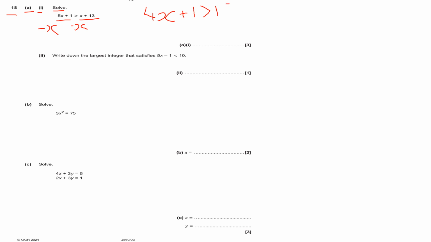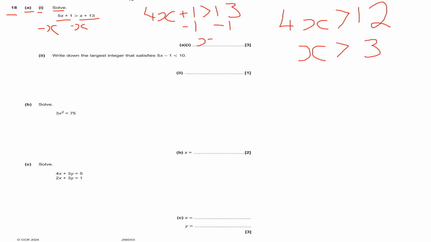I'm now going to subtract 1 on both sides, again balancing each side. 4x is strictly greater than 12. I don't want 4x, I just want x is bigger than. So divide by 4, divide by 4. x is greater than 3. And that is my solution to the linear inequality. That was worth 3 marks, say 1 mark for each step.